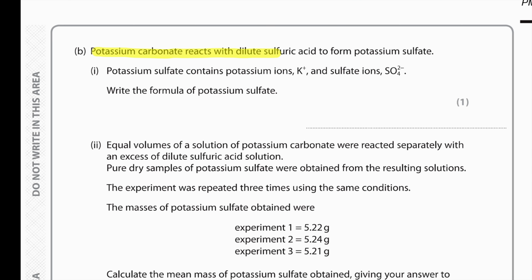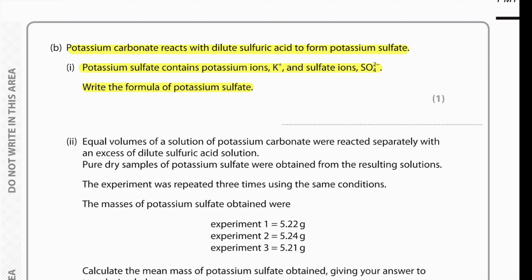Potassium carbonate reacts with dilute sulfuric acid to form potassium sulfate. Potassium sulfate contains potassium ions and sulfate ions. Write the formula of potassium sulfate. Since potassium has a 1 plus charge and sulfate has a 2 minus charge, we can write down their charges as numbers below them and then just switch their charges. So this would give us the formula K2SO4.